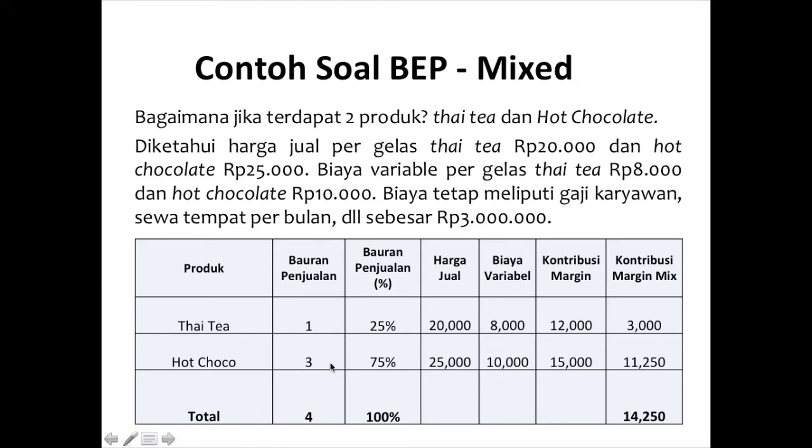So what is the composition? The bauran penjualan is 3:1, if you want to call it in the ratio way: hot choco to Thai tea. Percentage-wise, it is 75% for hot choco and 25% for Thai tea. So how do you calculate the break-even point in such a case?